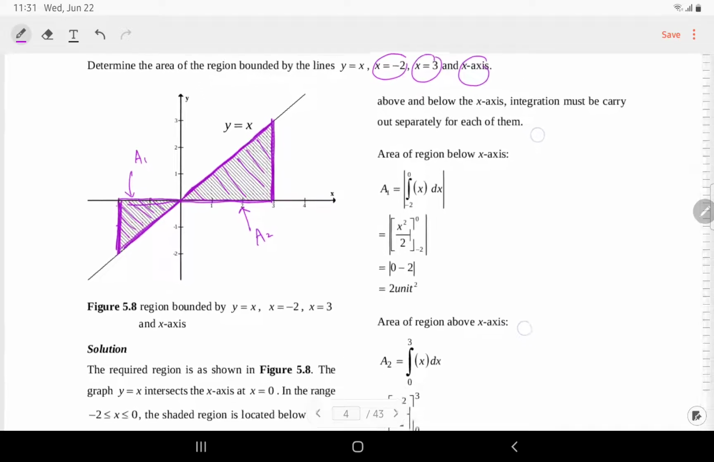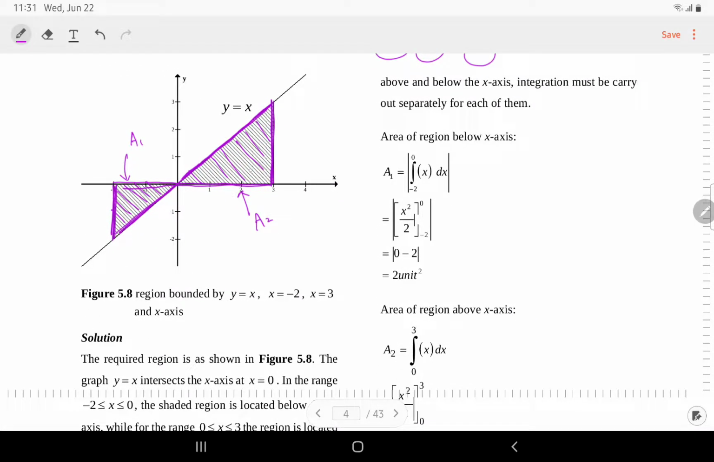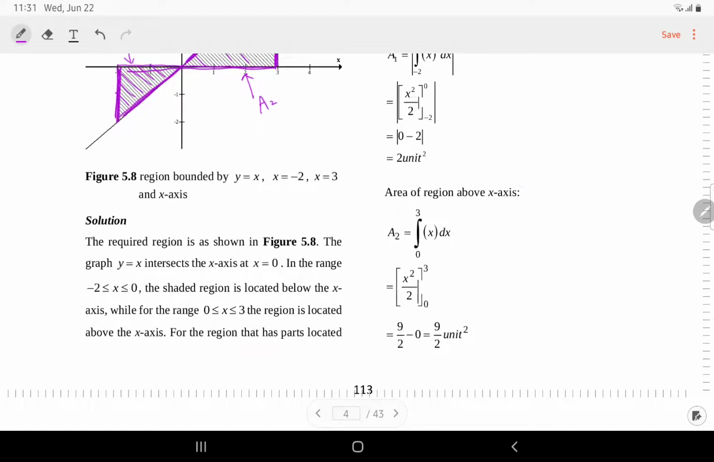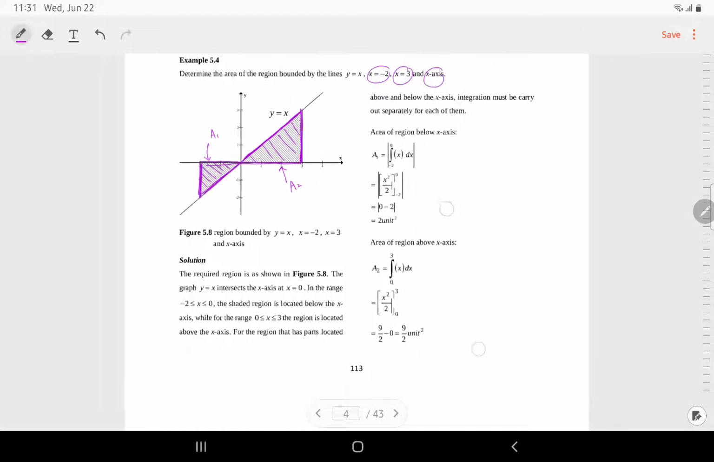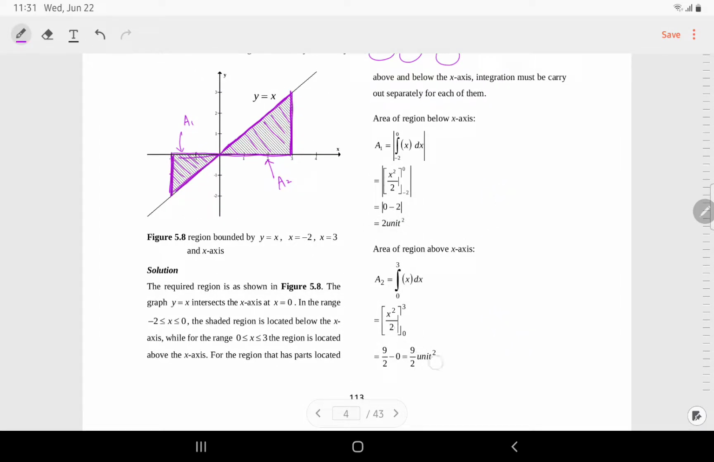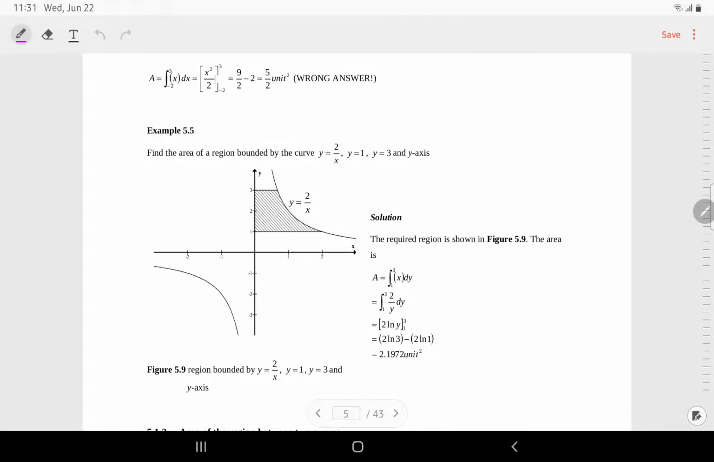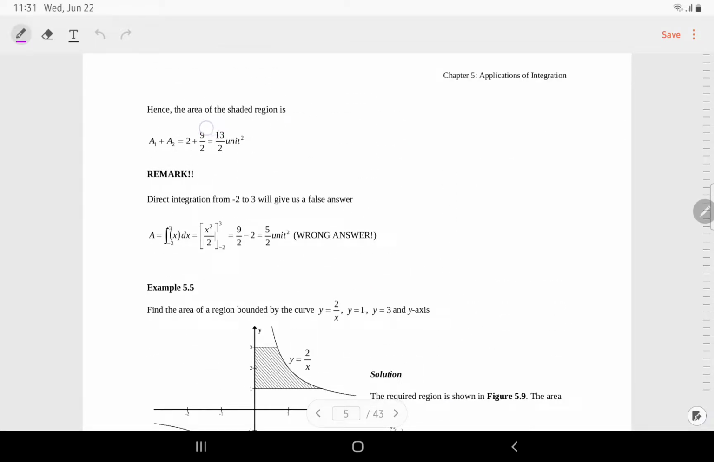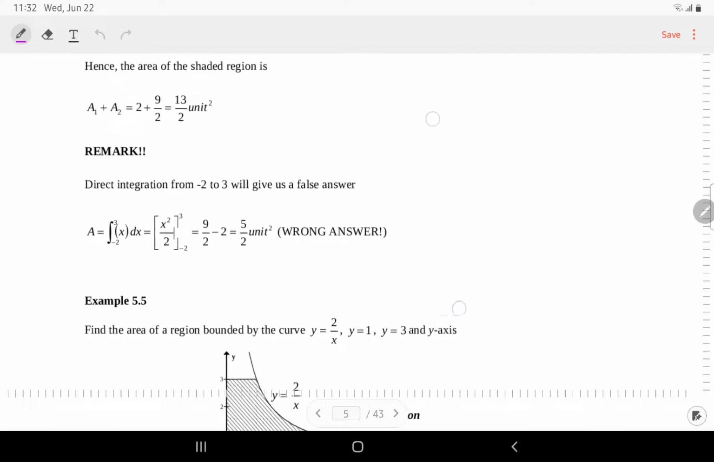Okay, meanwhile for A2 yang ni kita guna formula yang tak ada absolute value sebab dia above the x-axis. So, integrate from 0 to 3, masukkan function x, dx. So jawapan dia kat sini 9/2. And then kita kena tambahkan kedua-dua, 2 tambah dengan 9/2. Jawapan akhir 13/2.